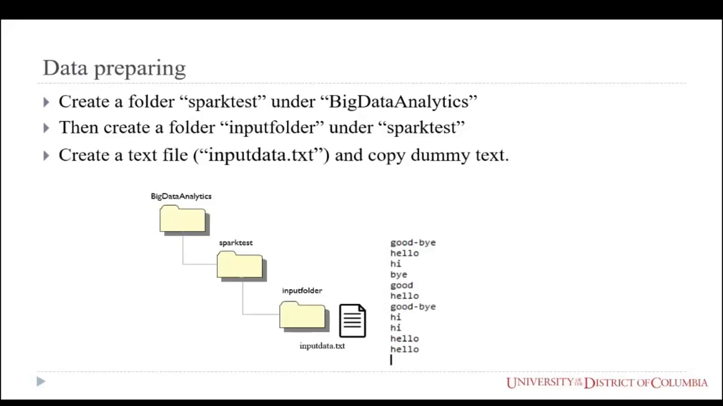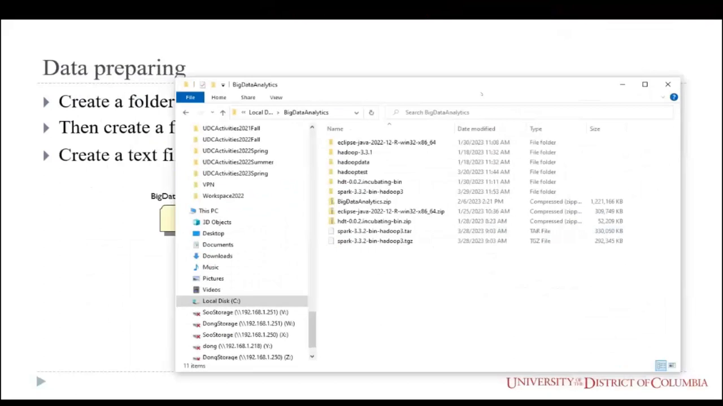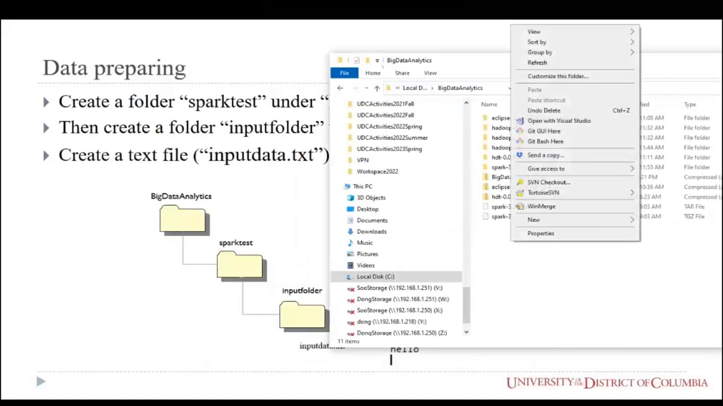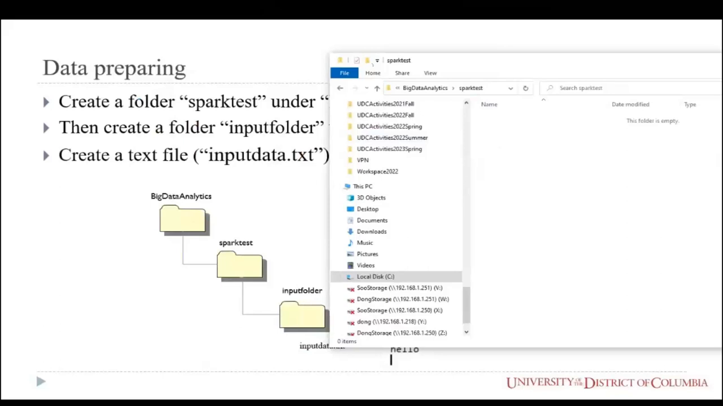So you need to create some folders. In my case, under the C drive, I have the big data analytics folder already created. Under there, I'm going to create Spark test. Let me open File Explorer here. Here is C, the big data analytics folder. Under it, I'm creating a folder called Spark test, and then under that, I'm going to create an input folder.